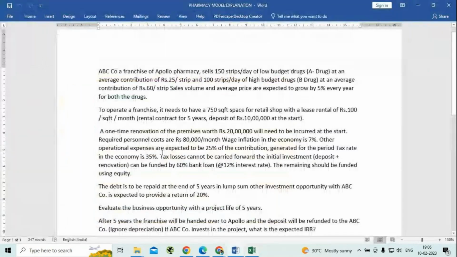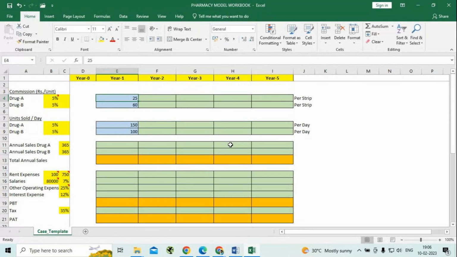Okay, so the next thing is, from the sales volume and the average price are expected to grow by 5% every year for both the drugs. That means obviously whenever there is an increase in the value of a good, when the sales increase, the commission will also increase with it. So how do we calculate this 5% increase from year 2 onwards? At least I want you to do this 5% increment from the previous year's value.